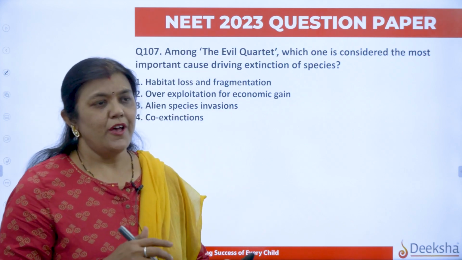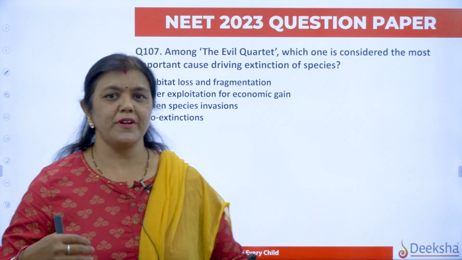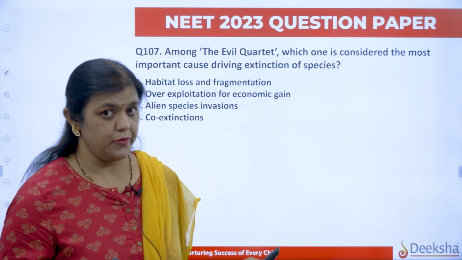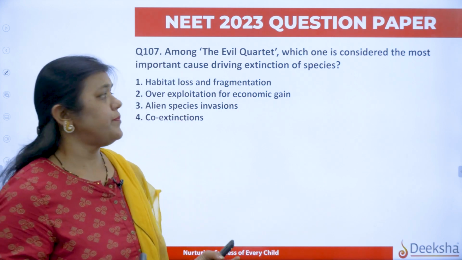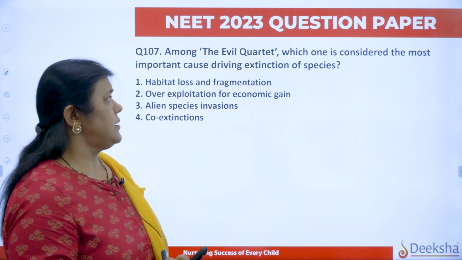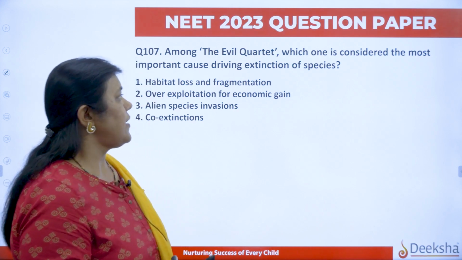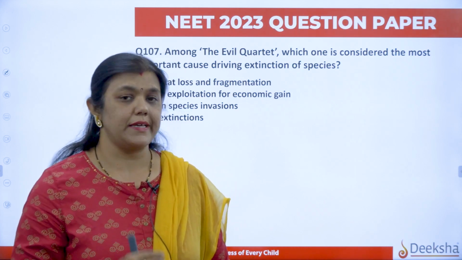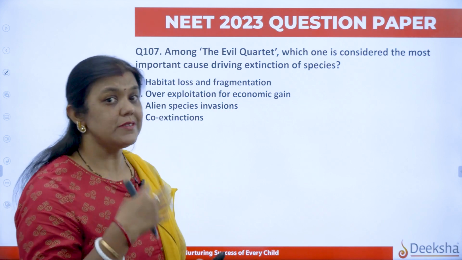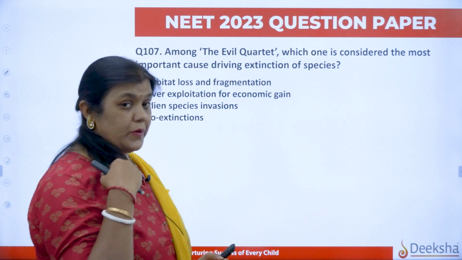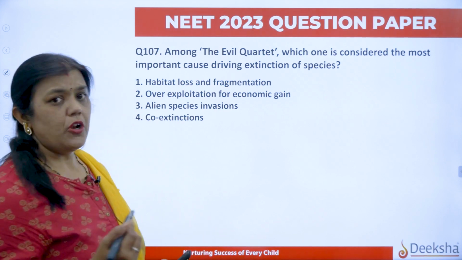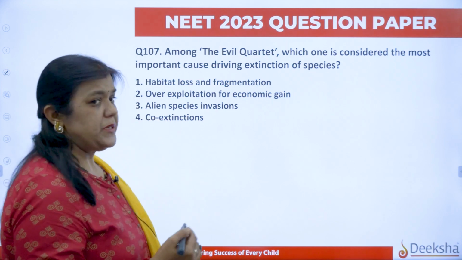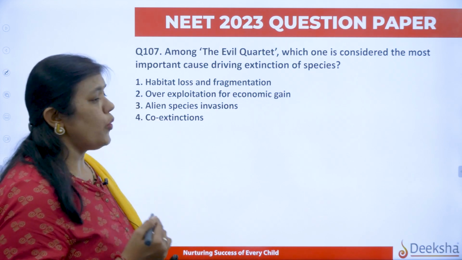This is again a second year chapter. So can you see the question pattern over here? One chapter is coming from your 11th standard and another chapter is from 12th. You will be having mixed concepts also. Here the question is, among the evil quartet, which one is considered the most important cause driving extinction of species? The 4 options are given, which is the evil quartet as per your second year or 12th grade knowledge: habitat loss and fragmentation, overexploitation for economic gain, alien species invasions, and co-extinctions.